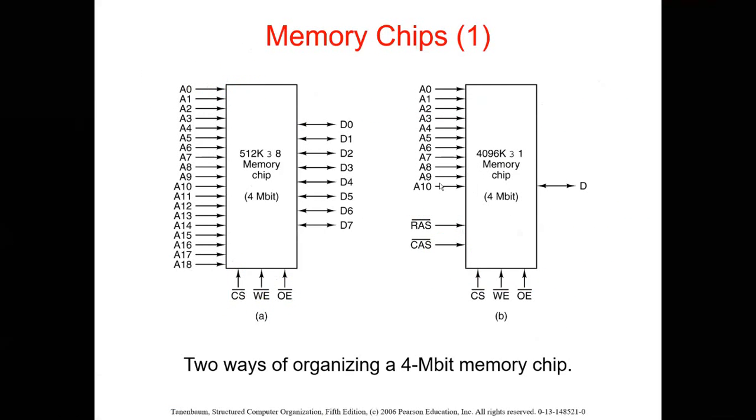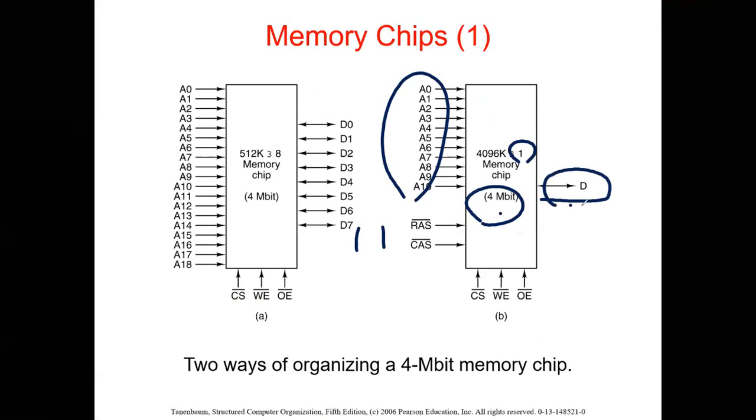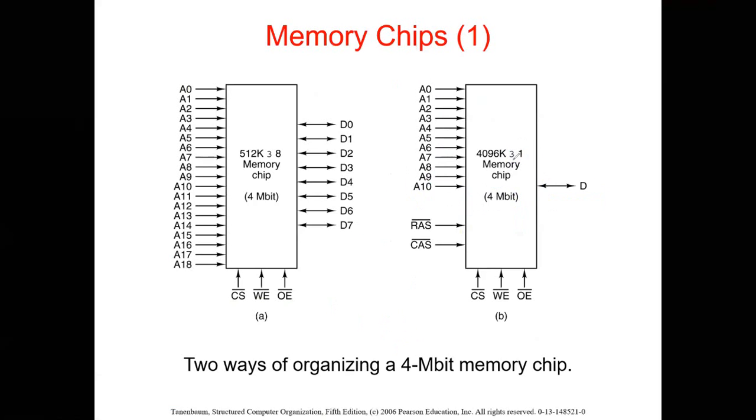Okay, on the right hand side we have this address that is actually 11-bit, and this one is 1 bit only, 1 bit output. So it's 2 to the power 11, right? But it says it's 4 megabit, and this one is also 4 megabit. How come here it is actually different?